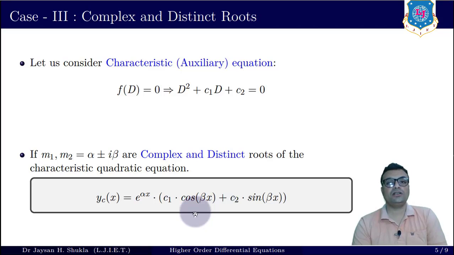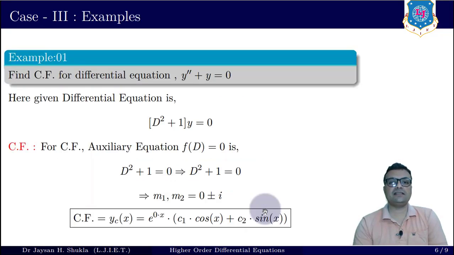Now, you can always remember it like this: if there exist complex roots, then the real part is associated with the exponential function. In the case of real roots also, we have seen that the real roots are always associated with the exponential function. If there exists an imaginary part, then there will be cos and sine in the complementary function. Let us consider an example.